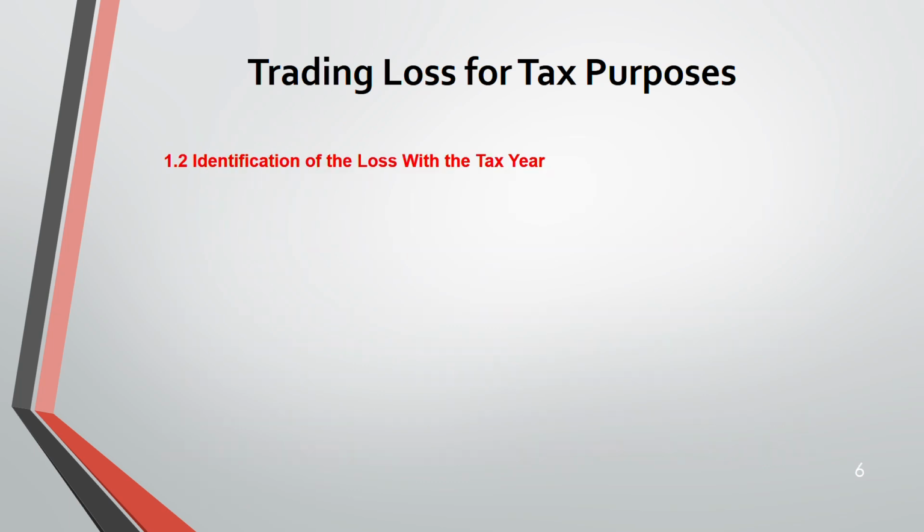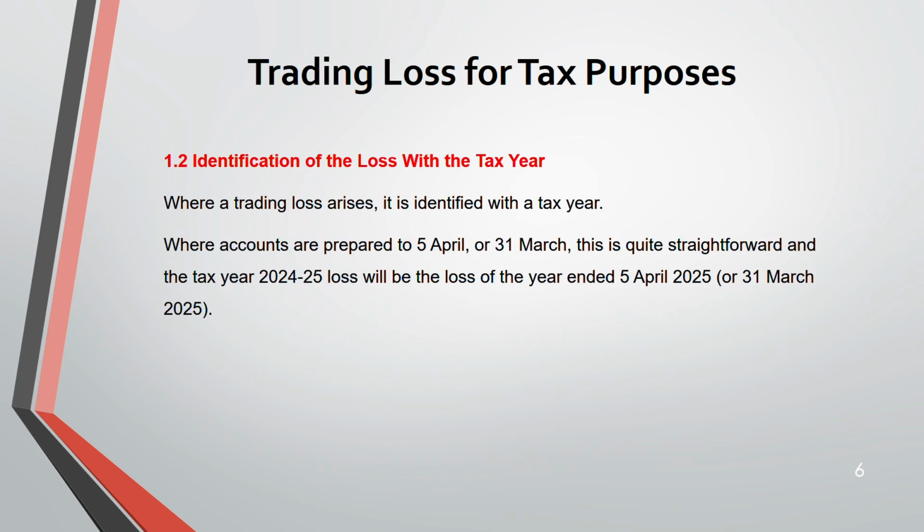Now, identification of loss with the tax year. You have to identify it with the tax year, the same way you identify the trading profit with the tax year. So this is very much like your profit, just now it is a loss. The process is all the same. Accounts could be prepared to 5th April or 31st March. In this case, it is very straightforward. If it's prepared to 5th April, for the year ended 5th April 2025, or 31st March, it goes in the relevant tax year. You don't have to adjust anything. The tax year is 2024-25.